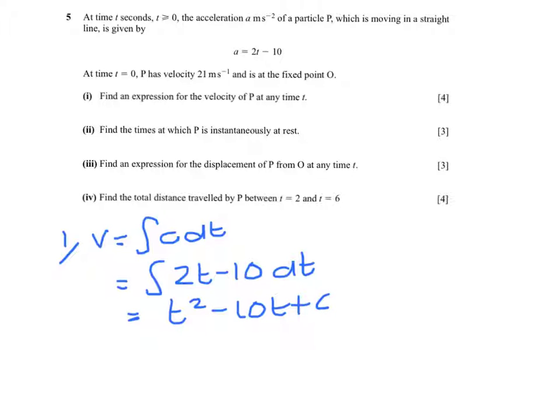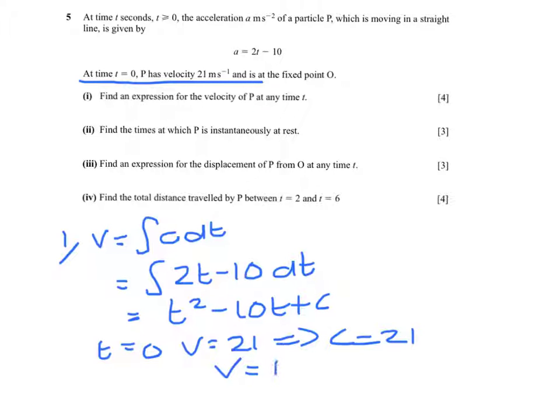I have to read the question to get my boundary conditions, and when t equals 0, v is 21, which means that c must be 21. So the velocity is t squared minus 10t plus 21.